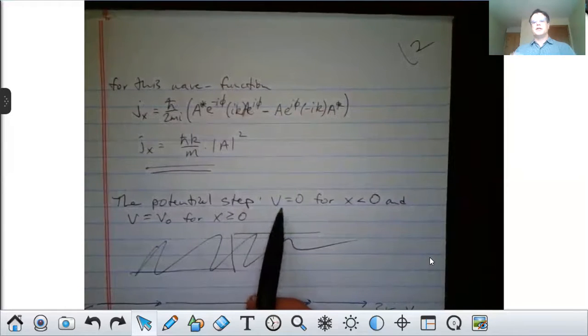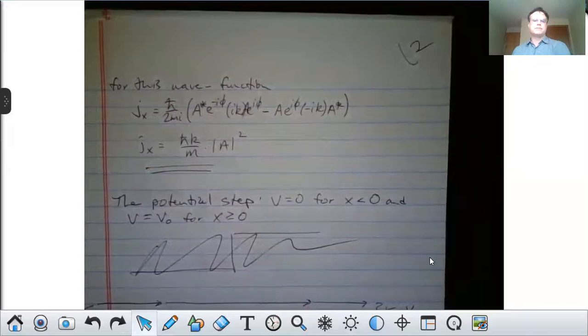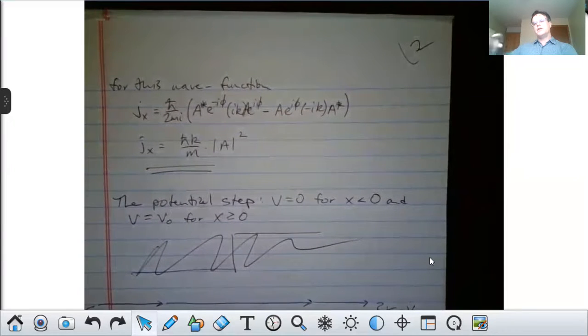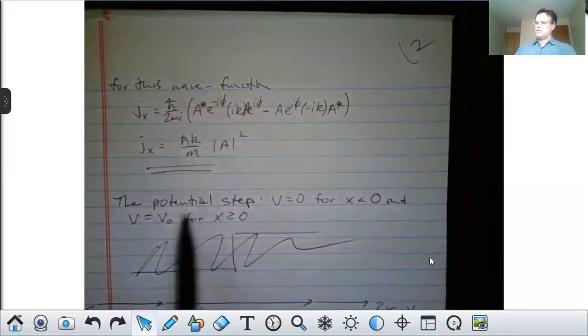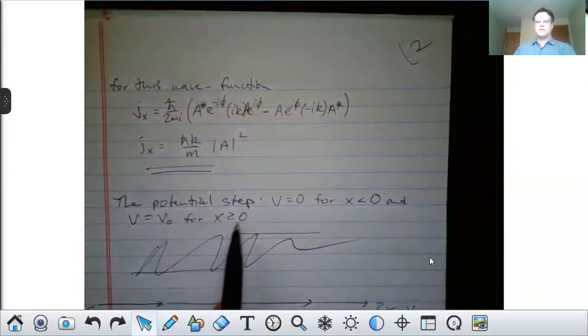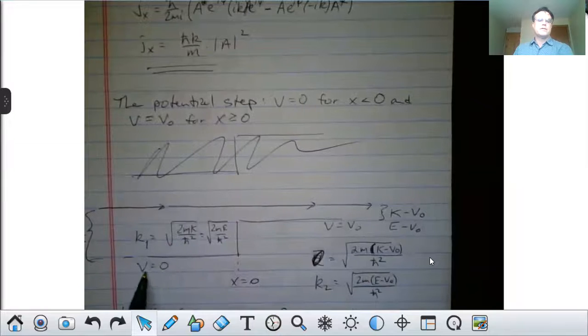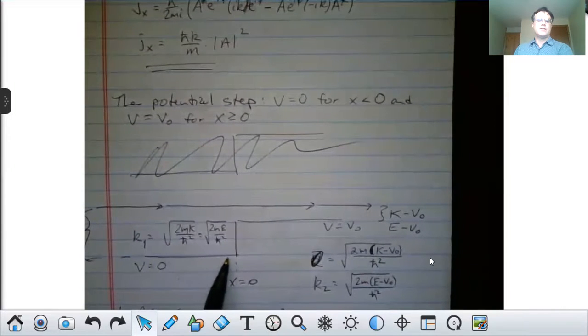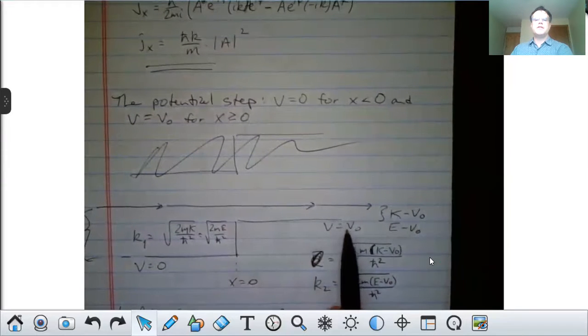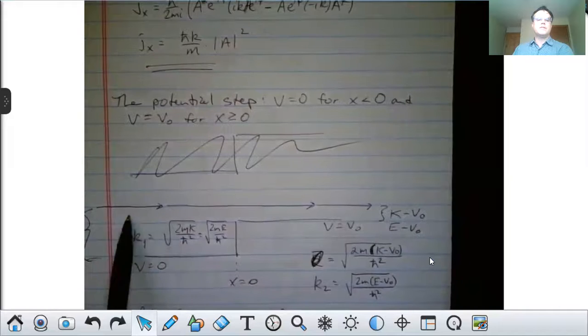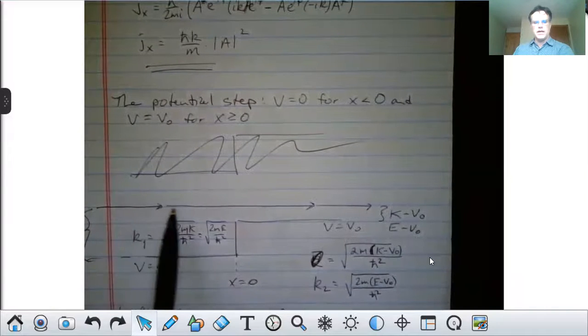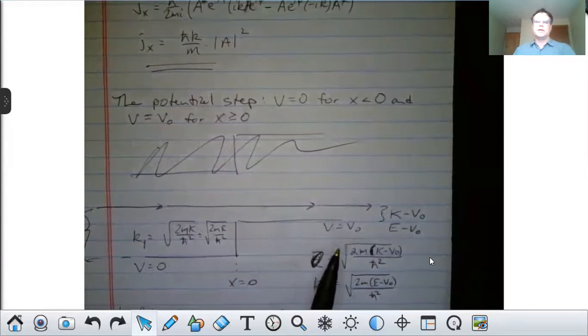What I mean by that is that you imagine the beam coming in from x equals negative infinity, and then at x equals 0, it hits a potential change. The potential change is from 0 to some value, we'll call it V0. So I'm drawing it here. Up until you get to x equals 0, the potential is 0. There's no potential, it's just a totally free particle. And then the potential changes to a constant V equals V0 value. And again, I'm saying the electron beam is coming in from the left, negative x to positive x.